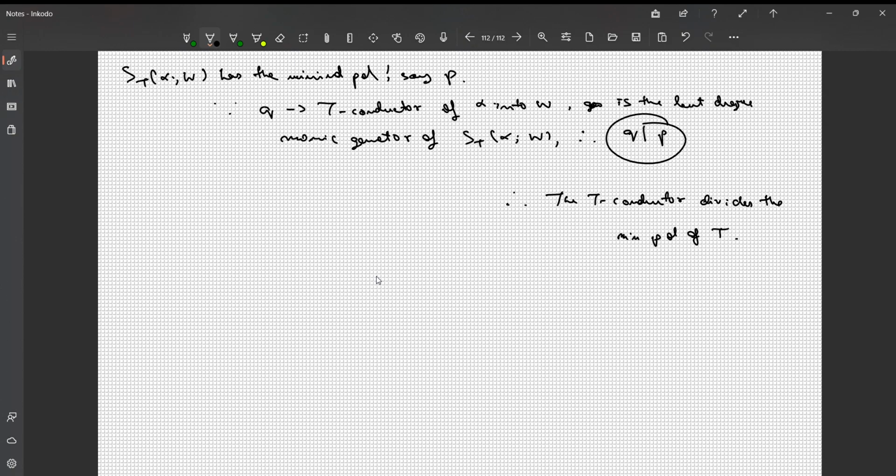Is it clear? So let this lecture be up till this much, guys. In the next lecture, we will be starting with the concept of what a triangulable operator is. Okay. So meet you guys in the next lecture.